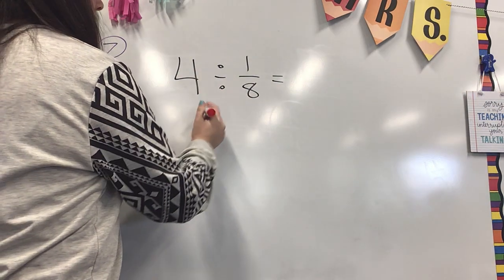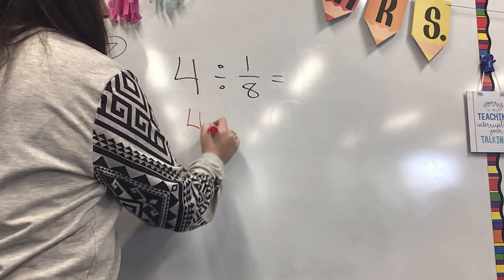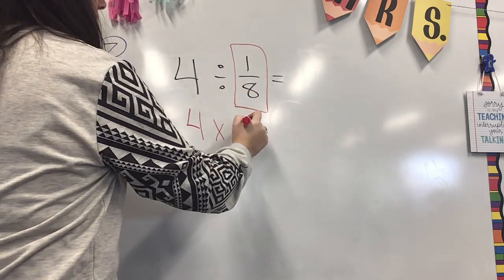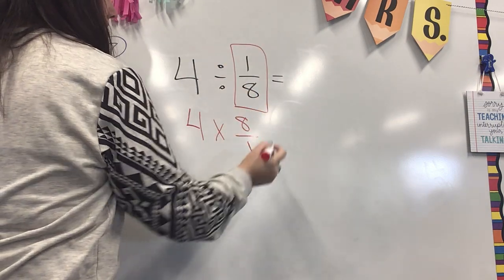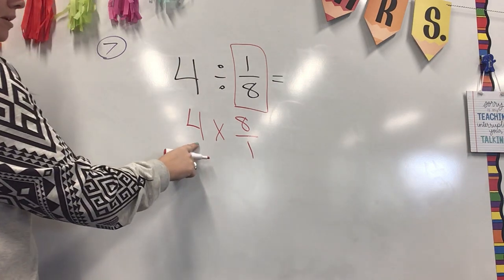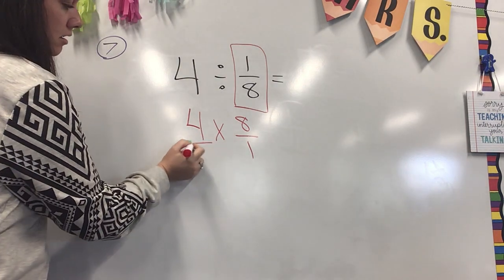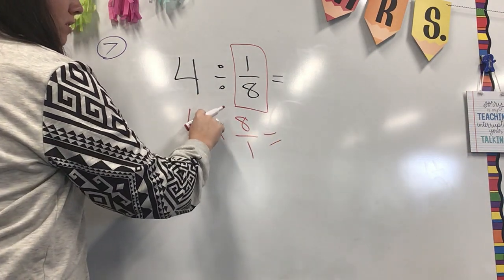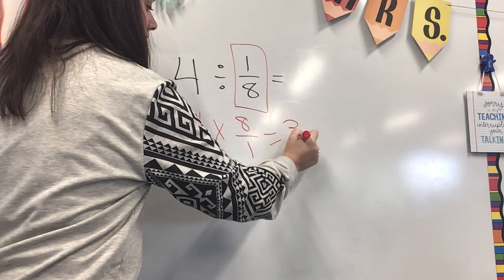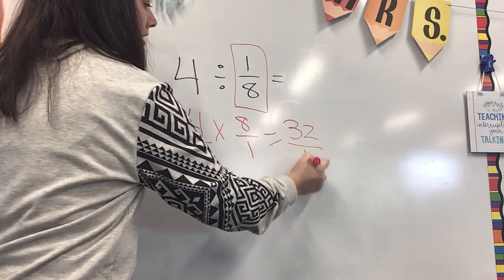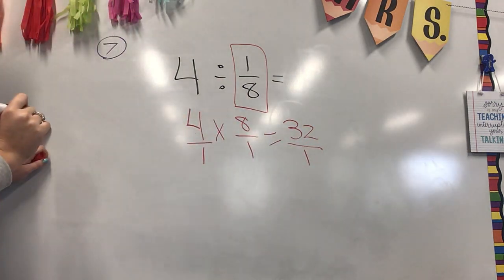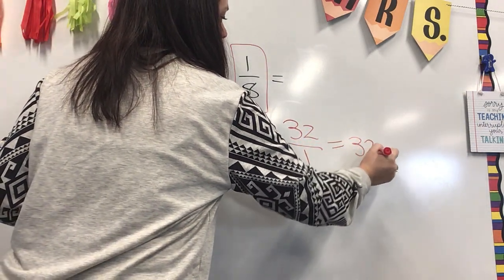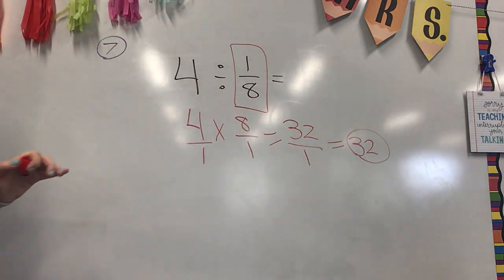Instead of dividing, I want to multiply. To find the reciprocal, I do what here? Flip it. But to multiply, I've got this whole number. What do I do with this whole number? Put it over 1. Now I can multiply across. What's 4 times 8? 32. 1 times 1? 1. Am I done? No. I need to simplify. What is 32 divided by 1? 32. Oh, I did it backwards. And done.